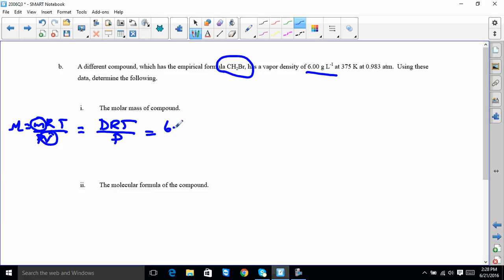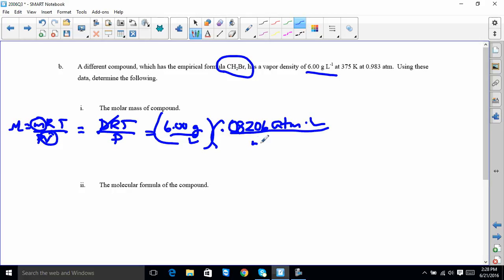And so we have 6.00 grams per liter. That's the density. R is a constant. It's 0.08206. Not back in 2006 when this problem was written, but that's the new value on the sheet. They used to use 0.0821 atmospheres times liters over mole times K. And then that's R. And then the temperature is 375 K. And then the pressure is 1 over 0.983 atmospheres.